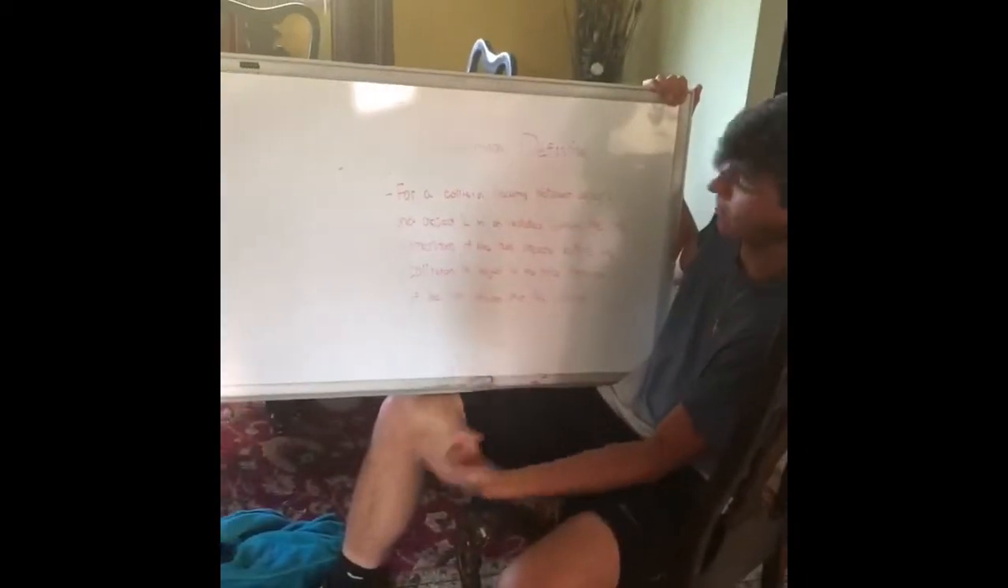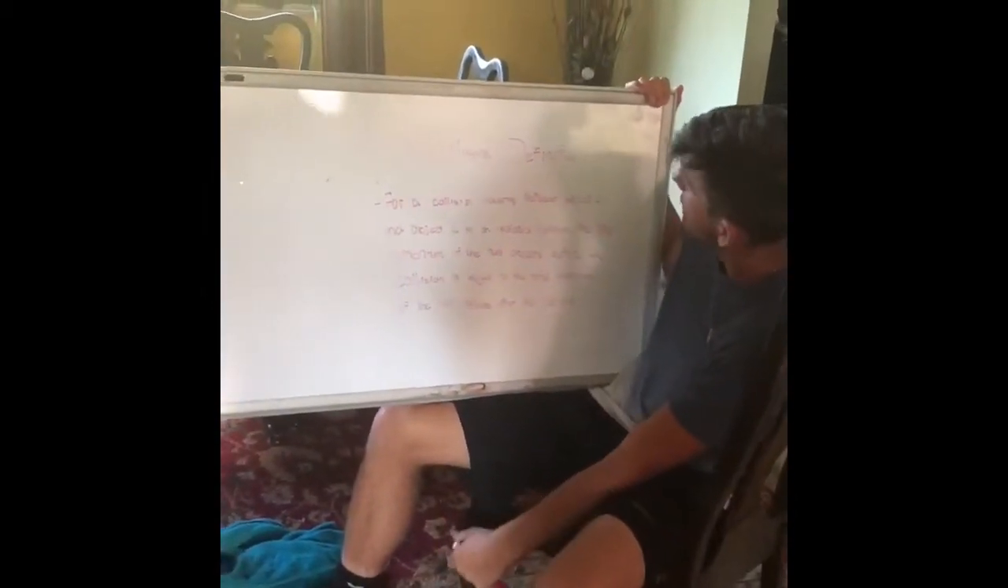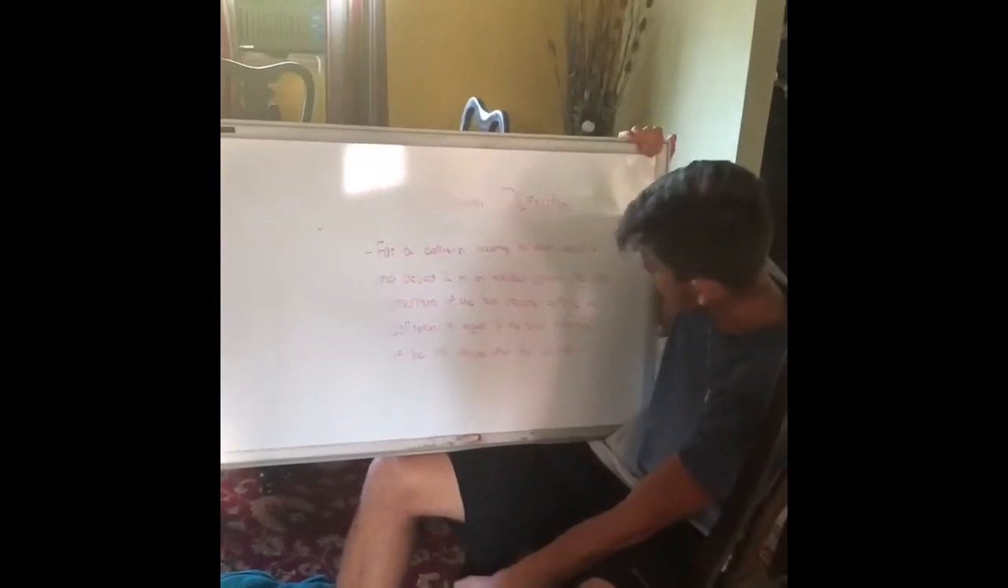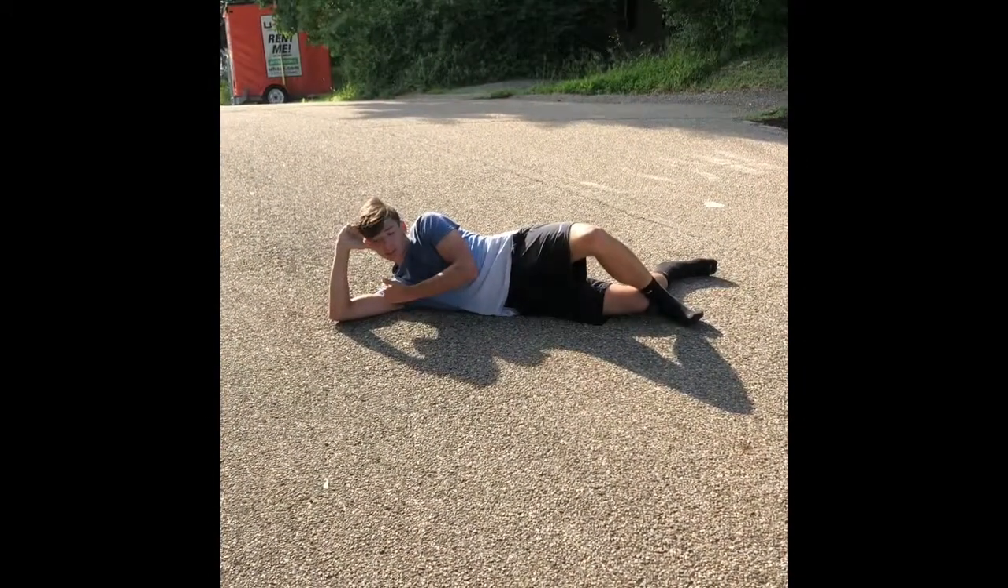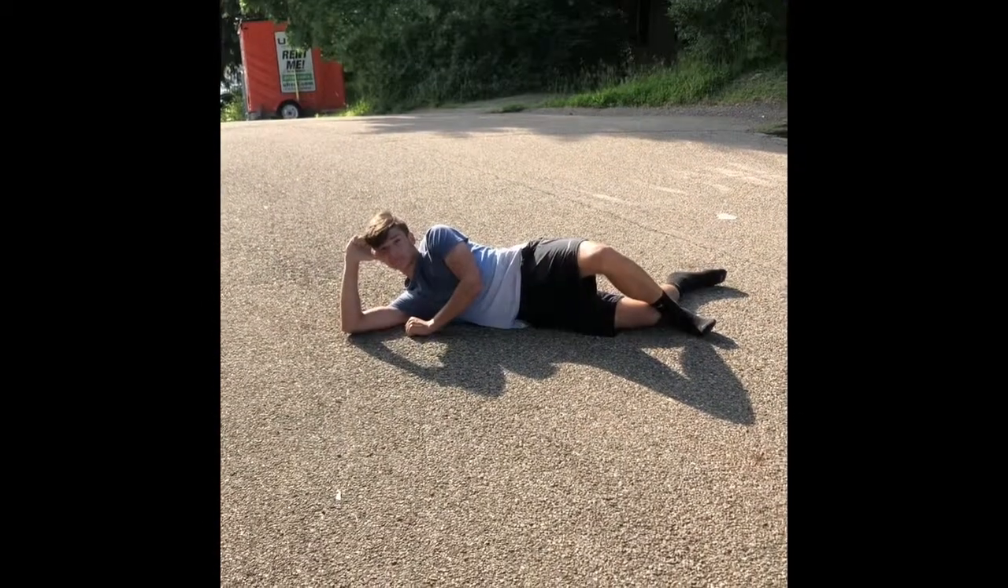Here is the collision definition. For a collision occurring between object 1 and object 2 in an isolated system, the total momentum of the two objects before the collision is equal to the total momentum of the objects after the collision. There are three types of collisions: elastic, inelastic, and completely inelastic.